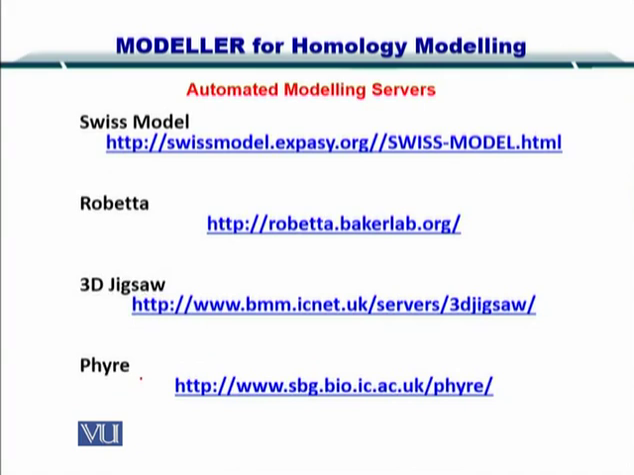Besides using Modeler, if you don't know Python, then you can go for the Swiss model. Swiss model software is a very easy to use software, and you can do all of this exercise of homology modeling using the graphical user interface. It is available here, and of course there are other tools which you can explore, such as Robetta, 3D-JIGSAW, and FIRE. The links for each one of them are provided here.